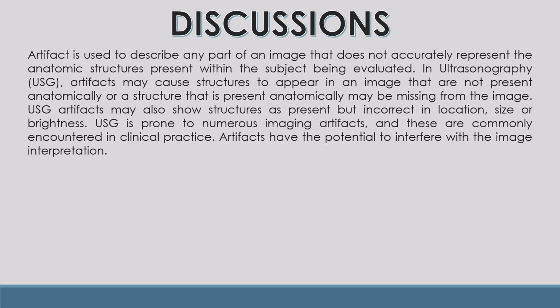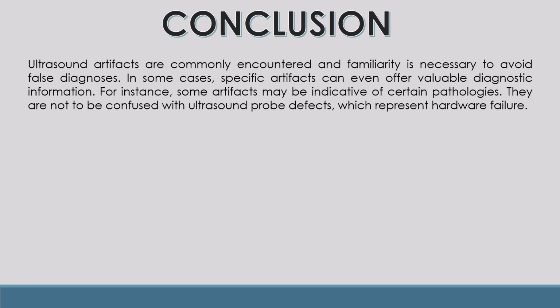So, through this study, we have discussed how in ultrasonography, artifacts may cause structures to appear in an image that are not present anatomically, or a structure that is present anatomically but may be missing from the image. USG artifacts may also show structures as present but incorrect in location, size, or brightness. USG is prone to numerous imaging artifacts, and these are commonly encountered in our clinical practice. And these artifacts have the potential to interfere with the image interpretation.